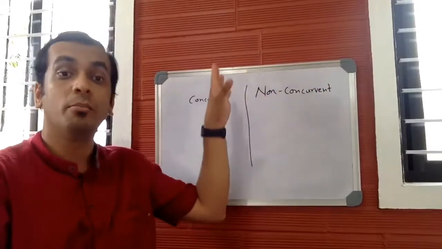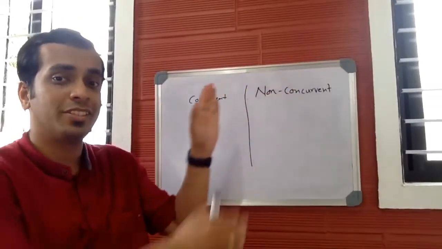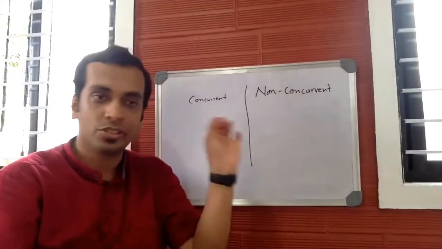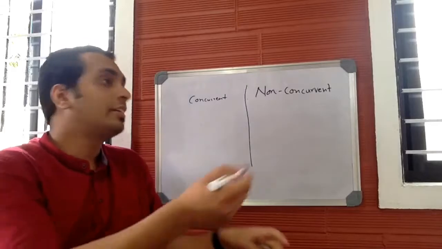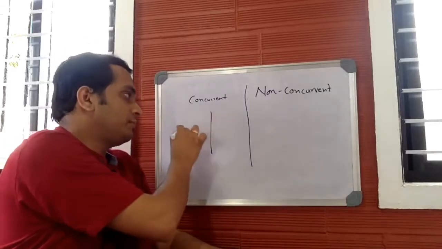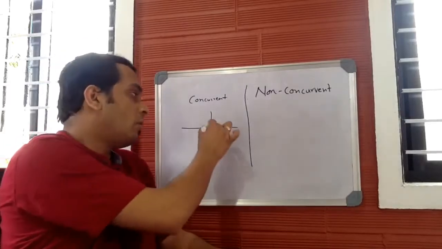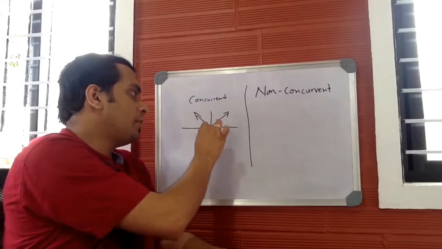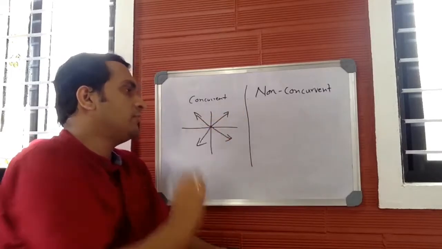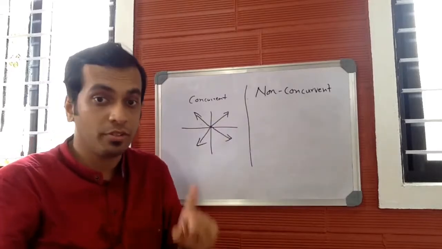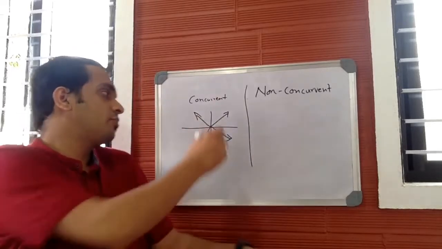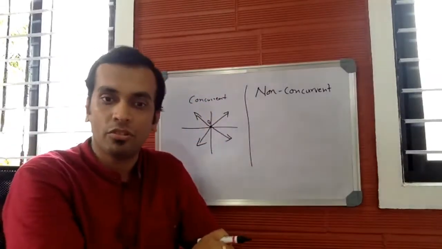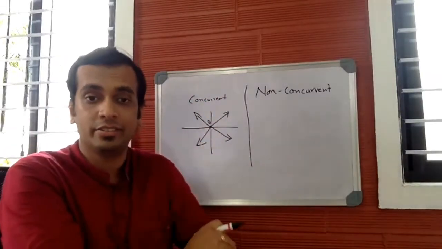Before we go through the composition of non-concurrent flow system, let us try to understand the difference between concurrent flow system and non-concurrent flow system. A concurrent flow system is a system where all the forces have a common point. If I consider four forces, let me name this point as O. Point O is common for all the four forces here in a concurrent force system.